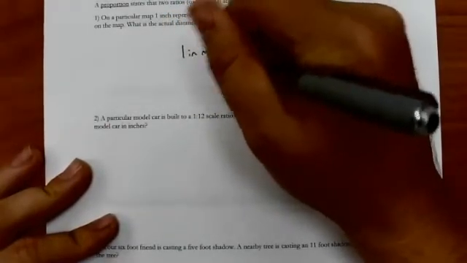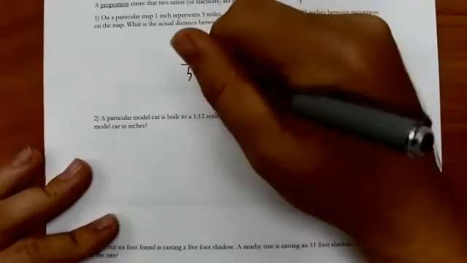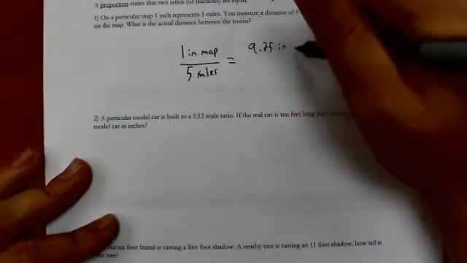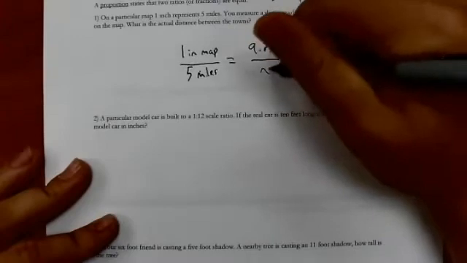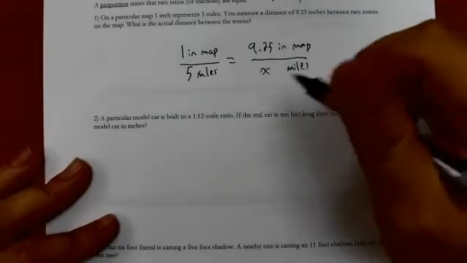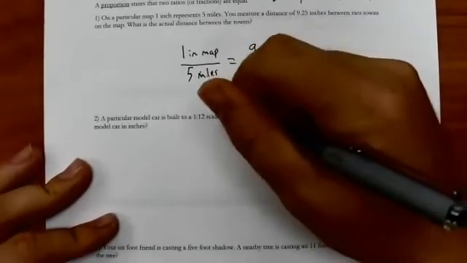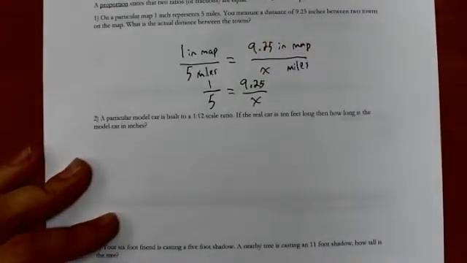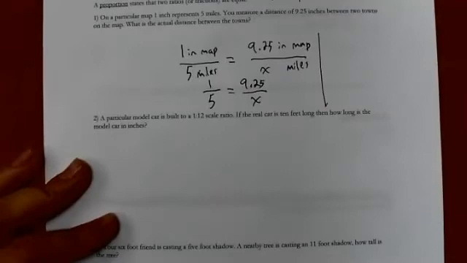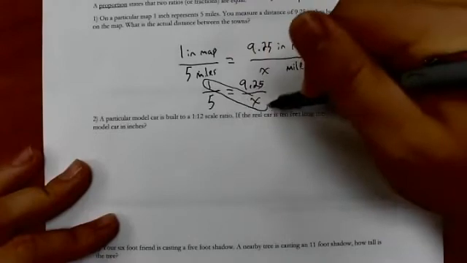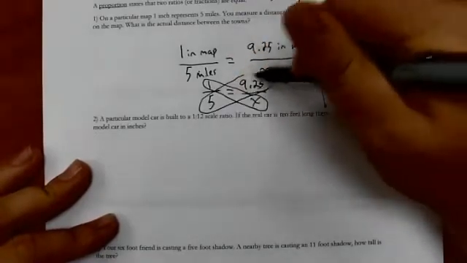So we have 1 inch on the map per every 5 miles in reality. And we can set that up as a proportion to equal 9.25 inches on the map per every X miles, because we don't know that unit. So once we have the setup done, we can kind of ignore the units and boil this down to a pure algebra problem. And cross multiplication is perfect for solving these proportions. Cross multiplication is exactly what it sounds like. It's just a method for solving proportions.